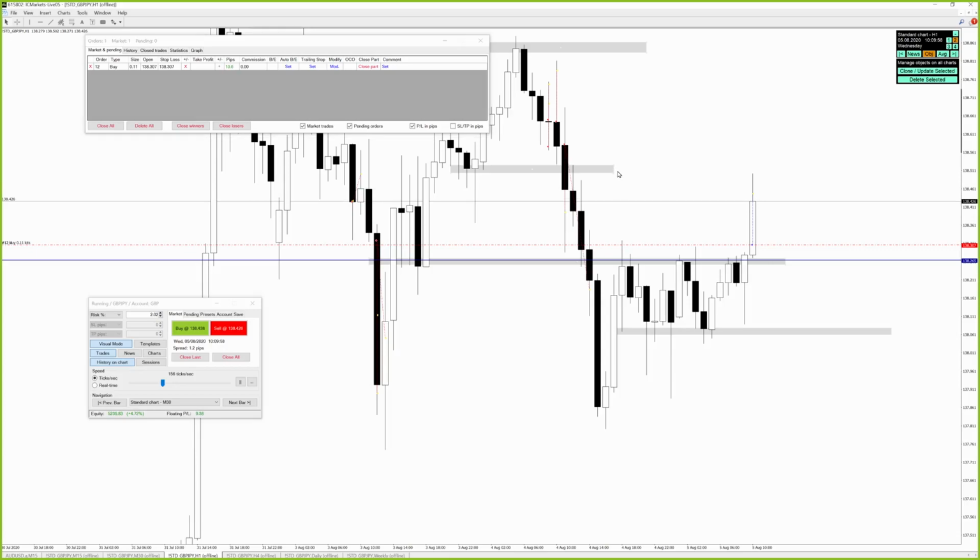We're coming up to this rejection area. Look to the left hand side. This was a rejection area, so I think this is why we're rejecting right here. But if we do break above this area, I think we can continue moving further up. Oh wow, look at that. 24, 25 pips, 26 pips.